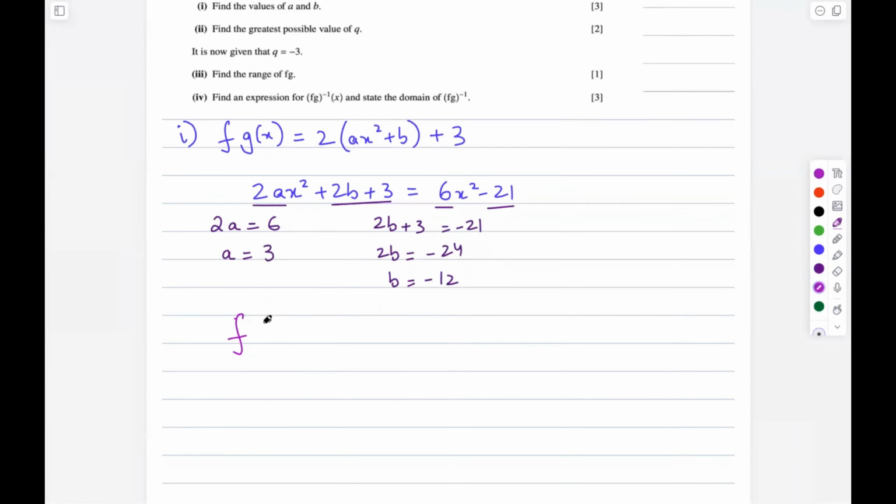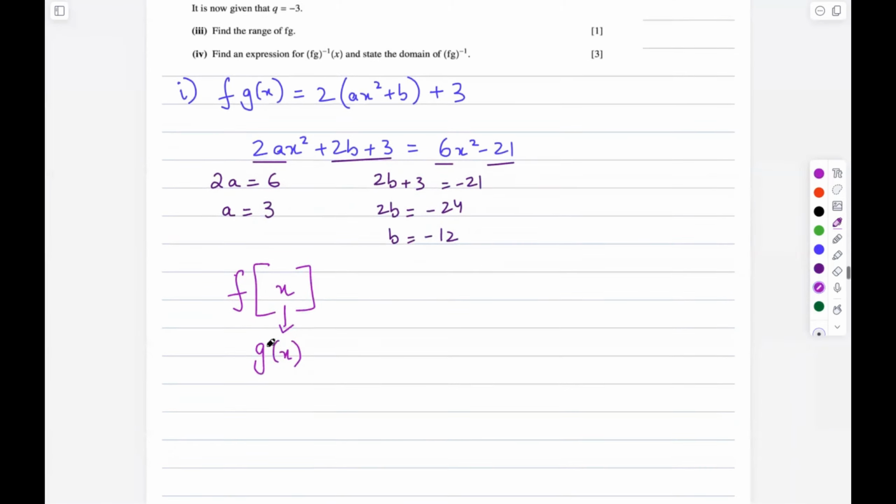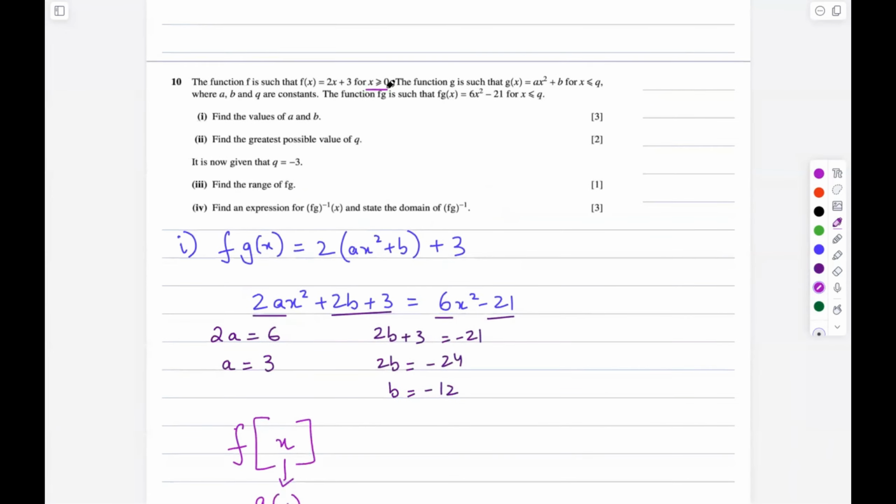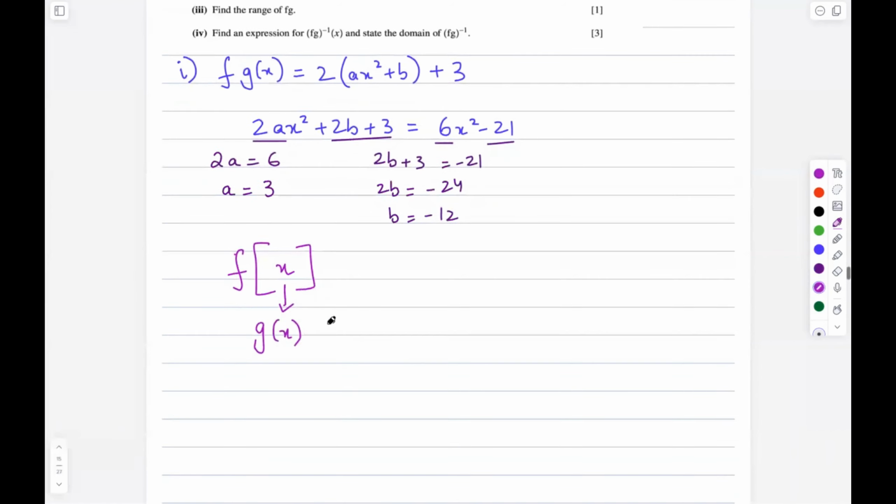And when we form the function fg of x, it basically means that this x is now replaced with the function g of x, which means that as this x has to be greater than or equal to 0 as given in the question, it means that this g of x function must also be greater than or equal to 0.